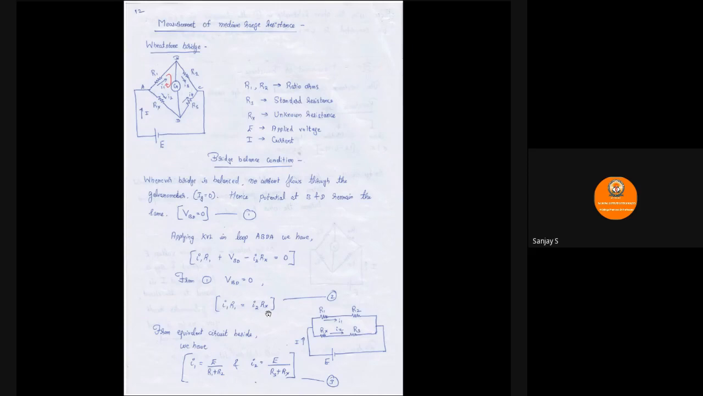This is nothing but equation number 2: I1 R1 is equal to I2 into Rx.